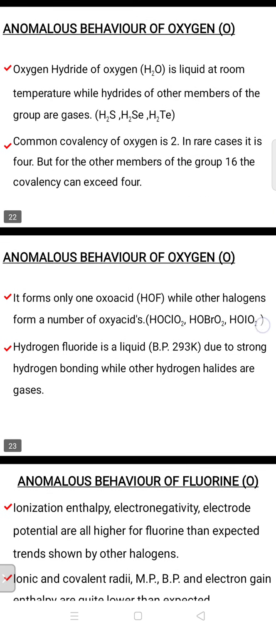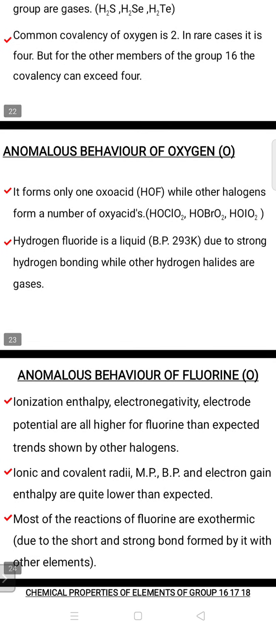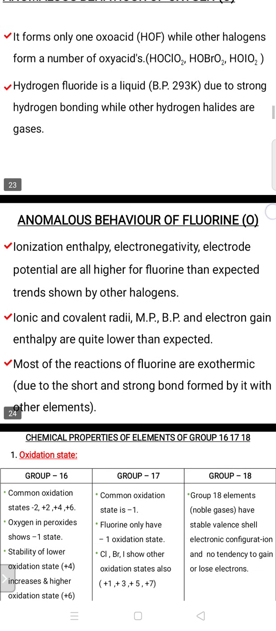Then the anomalous behavior of fluorine: it can form only one oxoacid, HOF, while other halogens form a number of oxoacids: HOClO2, HOBrO2, HOIO2. Then hydrogen fluoride is a liquid. It has a boiling point of 293 Kelvin due to strong hydrogen bonding, while other hydrogen halides are gases. Later on, we can discuss the anomalous behavior of fluorine.